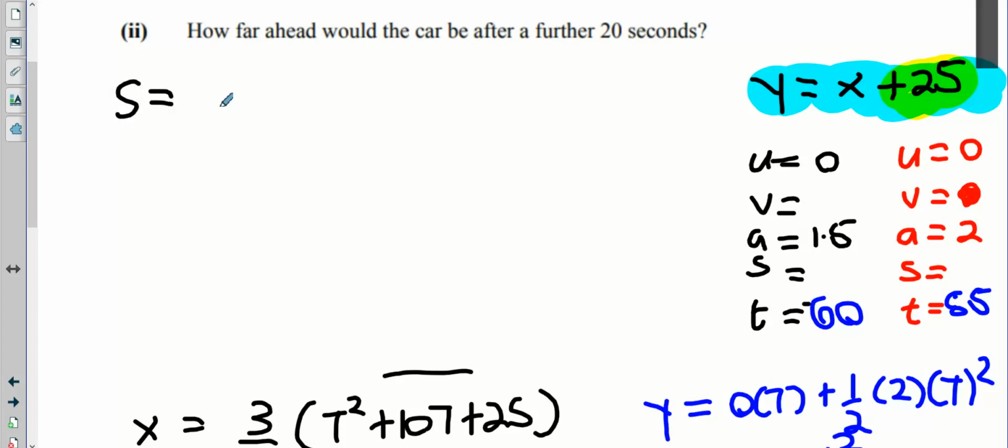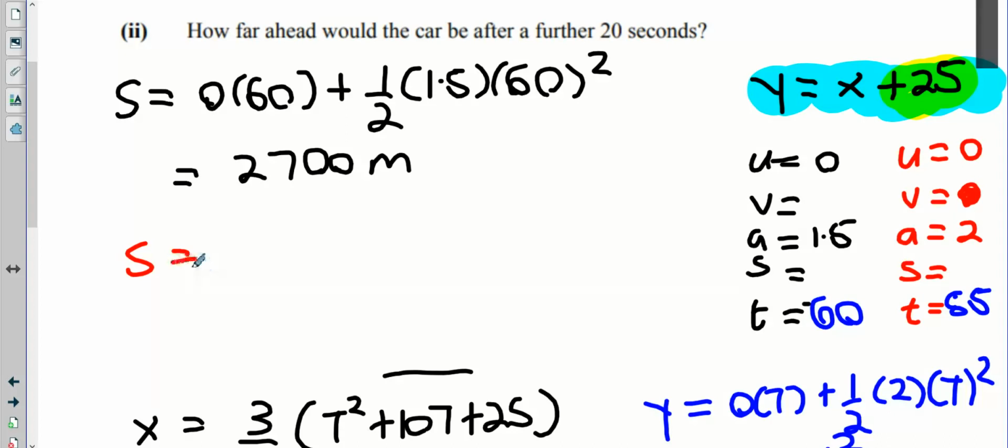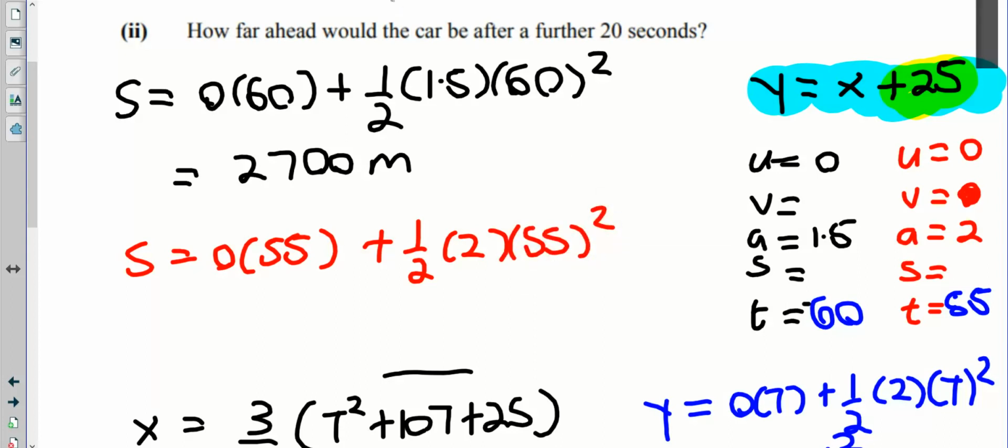So ut plus a half at squared, 0 times 60, plus a half 1.5 times 60 squared. Will somebody throw that in the calculator? Really quick. Is it 2,700? All right. Now, next one. 0 times 55. Do you see that? And plus a half 2 times 55 squared. Go on, somebody throw that in. Let me know.